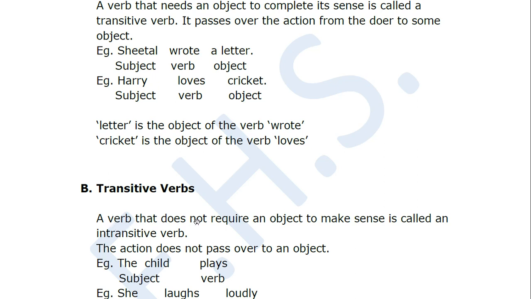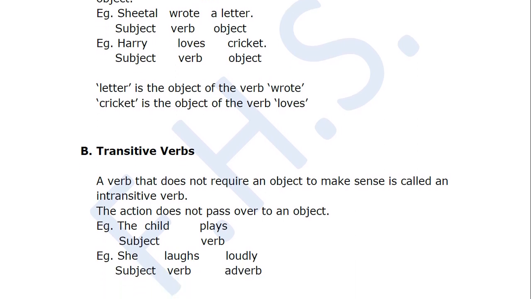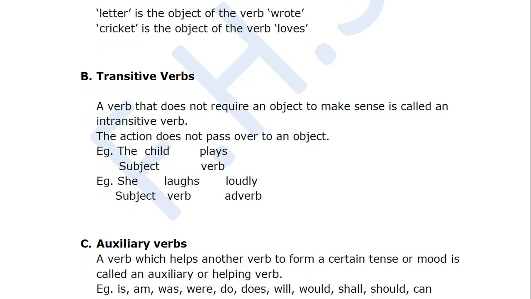A verb that does not require an object to make sense is called an intransitive verb. So the sentence is complete even without an object. That's when it's called an intransitive verb. Just an action is given, but no object. See, the subject and the action is given, but no object. Now, how is it possible? I'll show you the examples. The action does not pass over to an object.